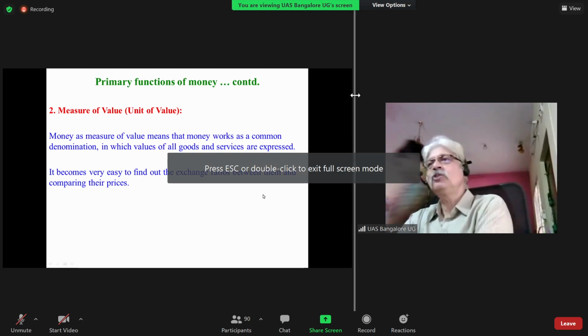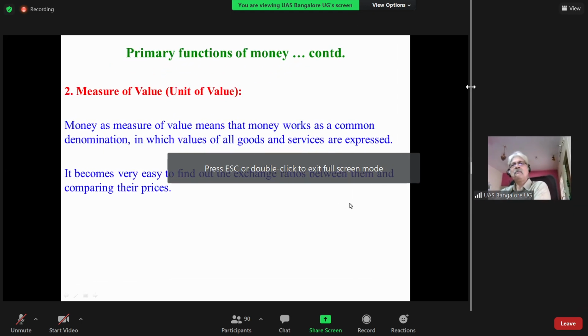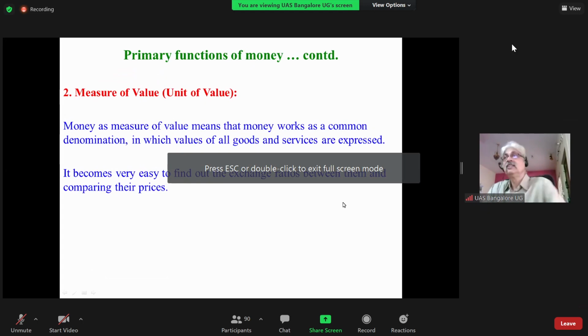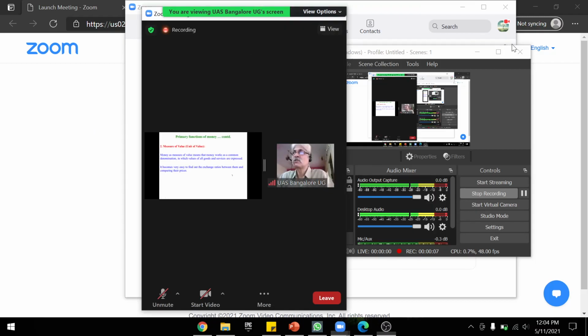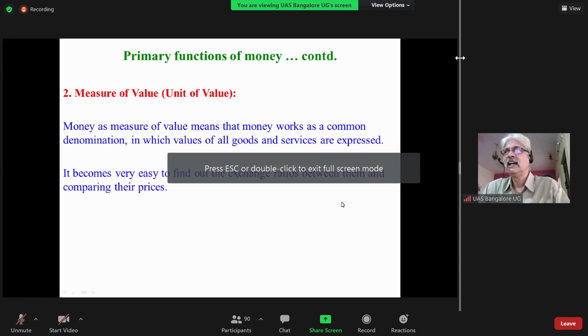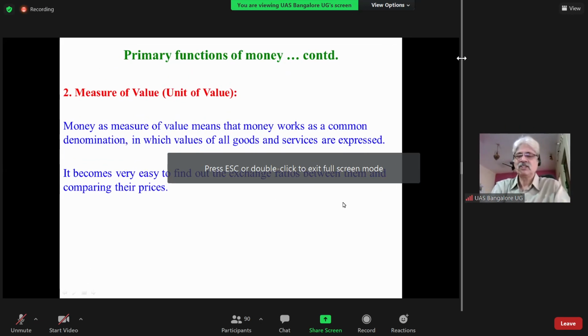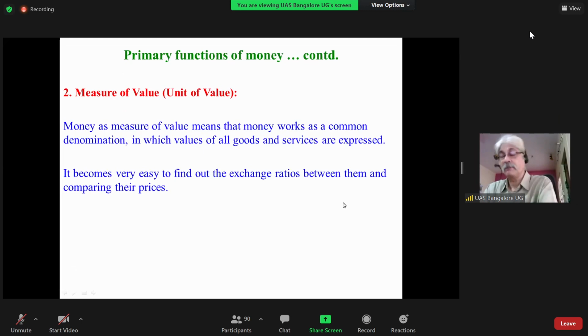Exchange ratio between them and comparing their prices. So money helps to compare different types of commodities and say which is costlier, which is cheaper, and what is the comparative value, and so on. They can be used to compare their prices.